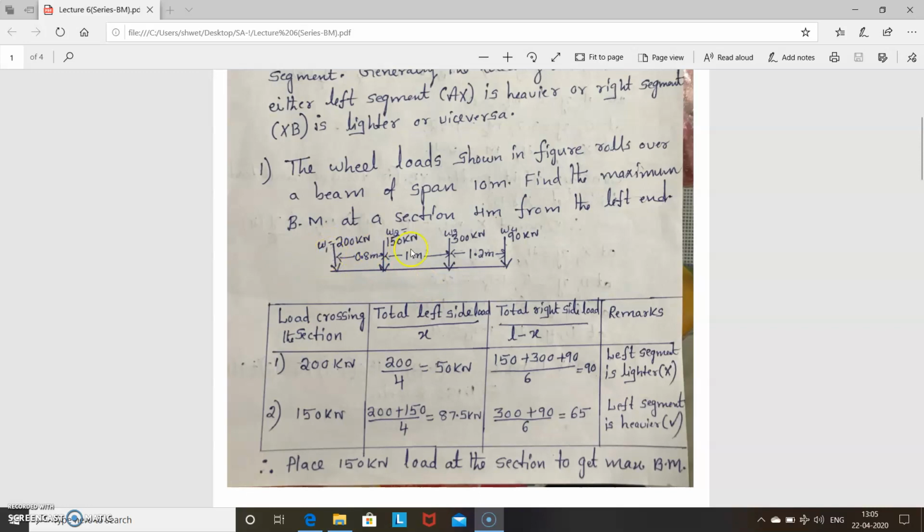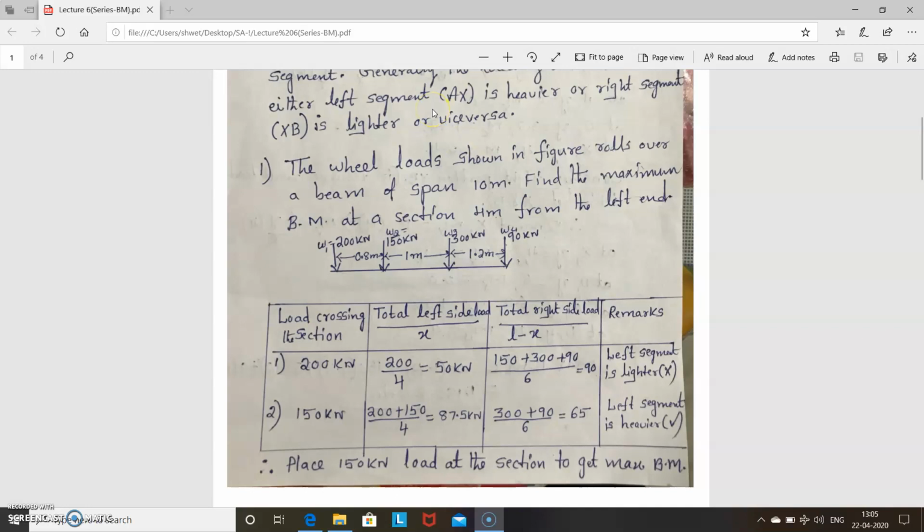Okay, W1, W2, W3, W. Whatever you consider, that side should become heavier. Always you think like that. You can take it from this side also. You can consider 90 kilonewton also. But this is right side, then you have to see right side segment should be higher, means it should have more value.